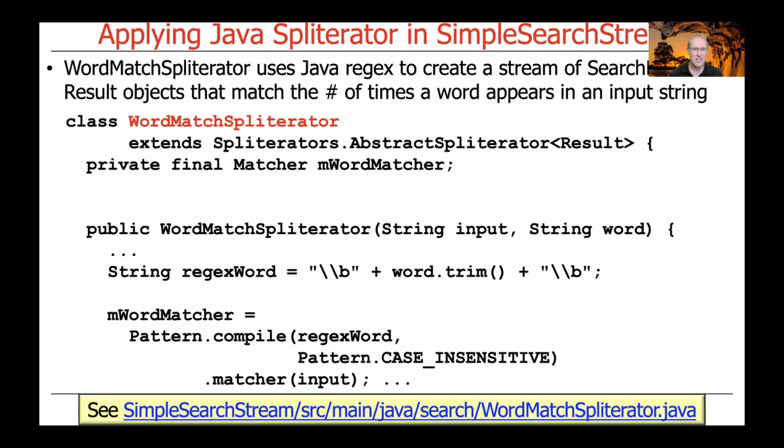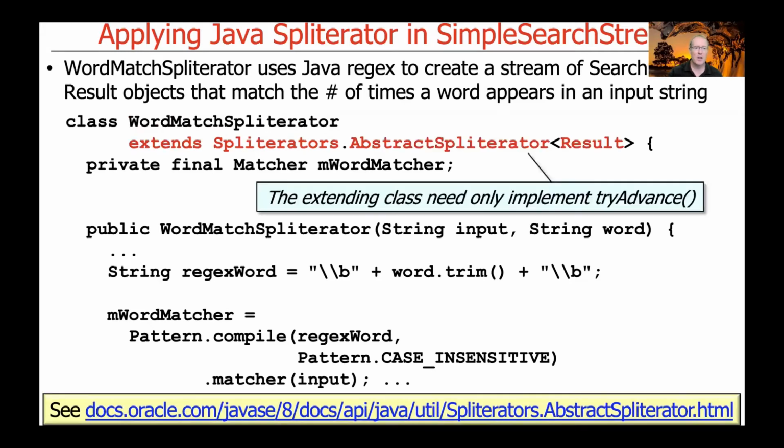So this class uses Java regular expressions to create a stream of search results, result objects that keep track of the number of times a word appears in an input string, and more to the point, the index in the input string where the word match occurs, if there is a match. You can find this implementation in the WordMatchSpliterator.java file in my GitHub repository.